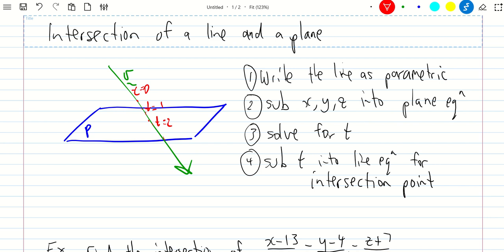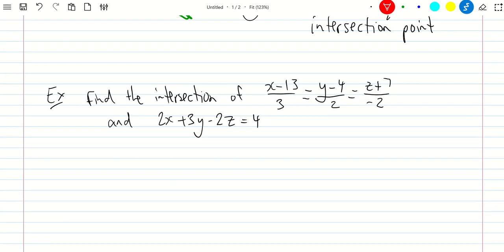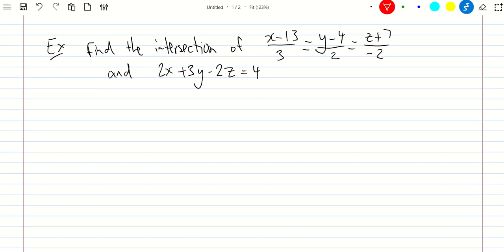Once you've got that t value, all you do is sub that t value back into the line equation, and that will give you the intersecting point. Now, there are a couple of things we need to think about here, because sometimes there's no solution, sometimes there are infinite solutions. We'll talk about what that means in a second. I'll do this problem and then we'll think about what would have happened if we did this or that. Okay, so let's have a look at this particular problem here.